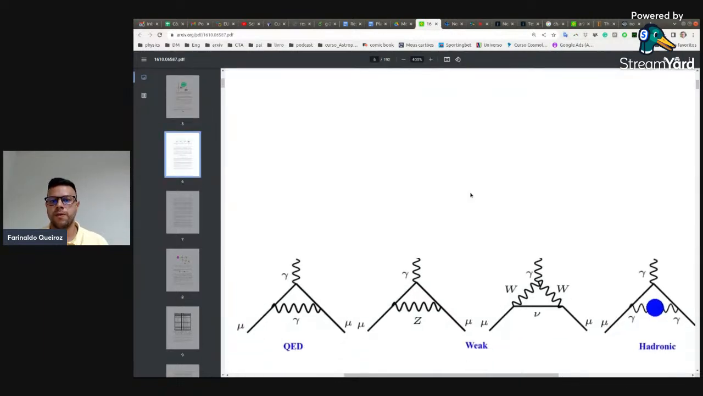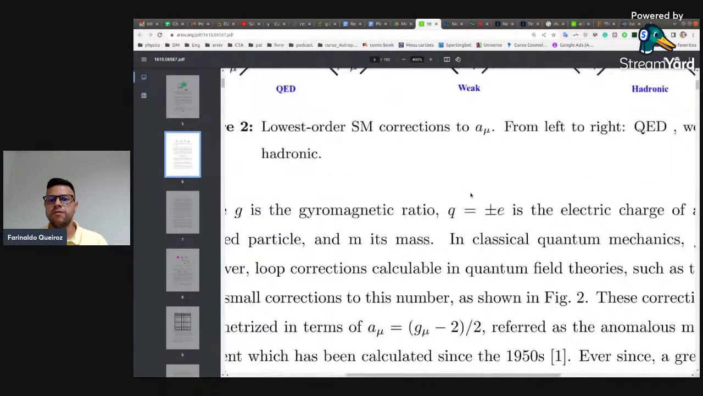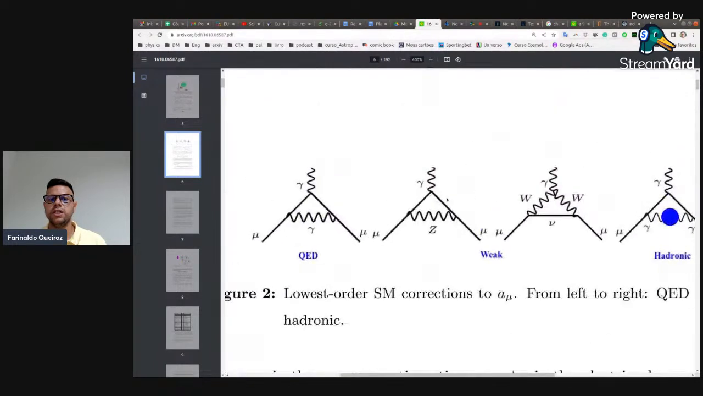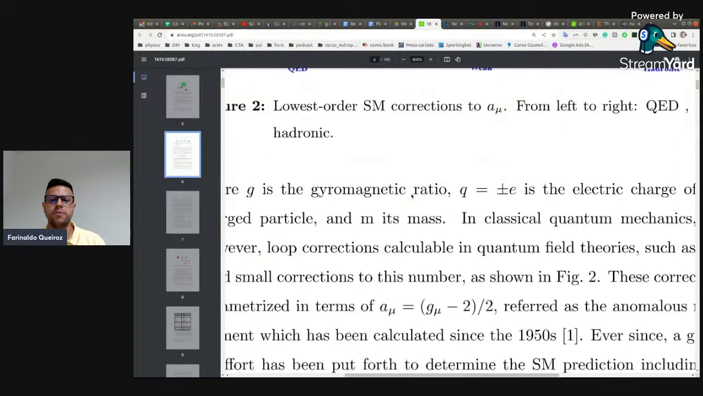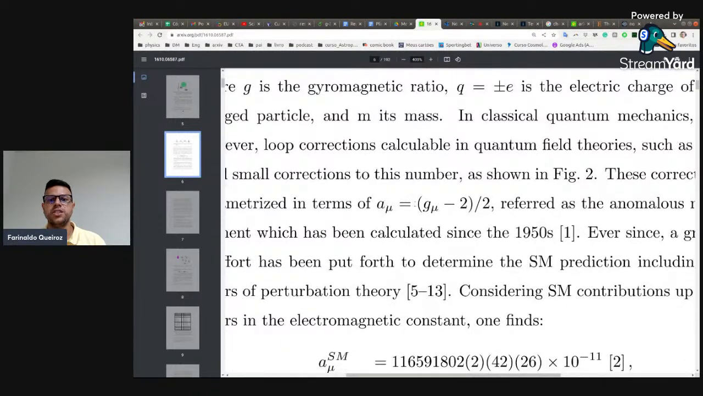Okay. All right. So fine. Here it is. These are the lowest order standard model corrections to a mu. Remember, a mu is this term right here. It's g minus 2 over 2. It's just a definition.